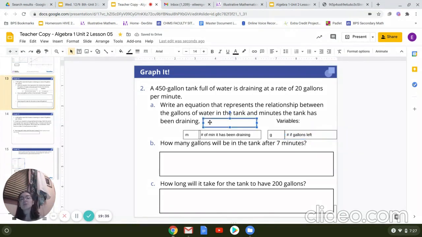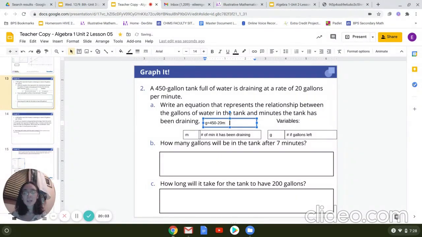Now we need to write the equation. The number of gallons that are left, G, is equal to, so it starts with 450. From that 450, we're going to be subtracting 20 each minute. So we might want to put that y-intercept first. So it might be good to say 450 minus 20m, right?